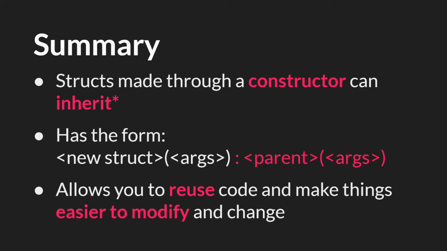So in summary, structs made with a constructor can inherit. Struct literals cannot, and at least right now, struct constructors stored in method variables cannot be inherited. But structs made with a script function can. It has the form of your current or new struct and its arguments, and then colon, the parent, and its arguments, where as you can see, you can actually fudge these arguments a little bit because GameMaker will just turn them into undefined. And the primary value of inheritance is that it allows you to reuse your code and it makes things easier to modify and change down the road.